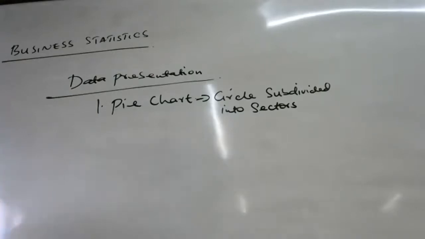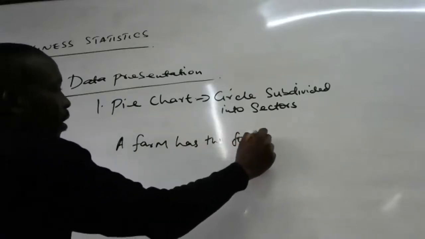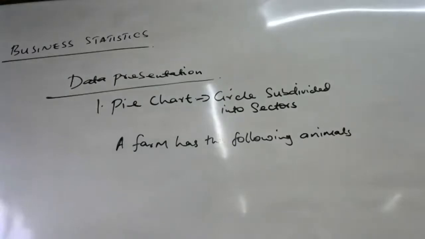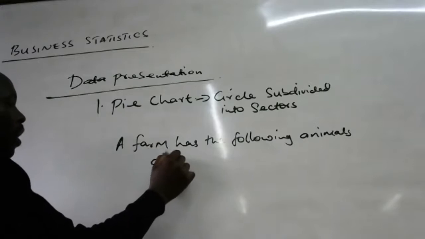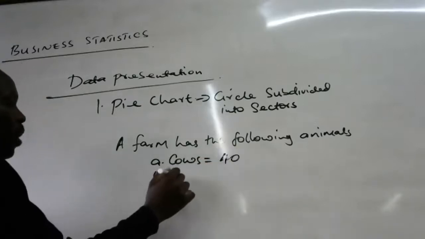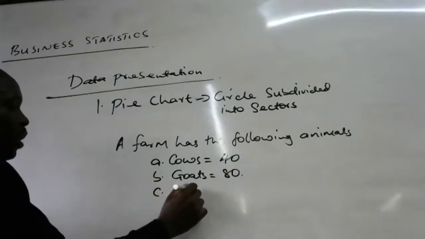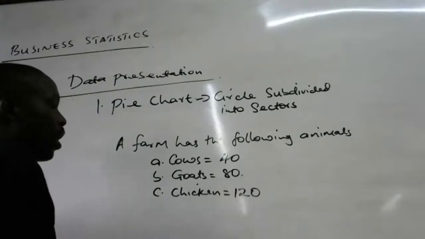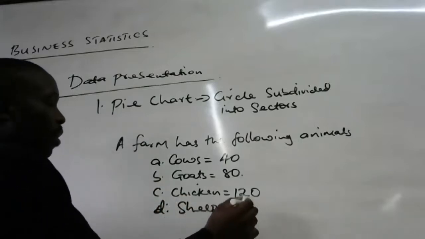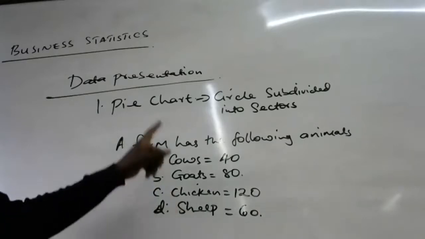So, for example, if you are given this: a farm has the following different animals. A, the cows, which are equal to maybe 40. B, we have got the goats, which are maybe 80. C, we have got chicken, which are maybe 120. And D, we have got sheep, which maybe are 60. Then you are told to present this information in a pie chart.